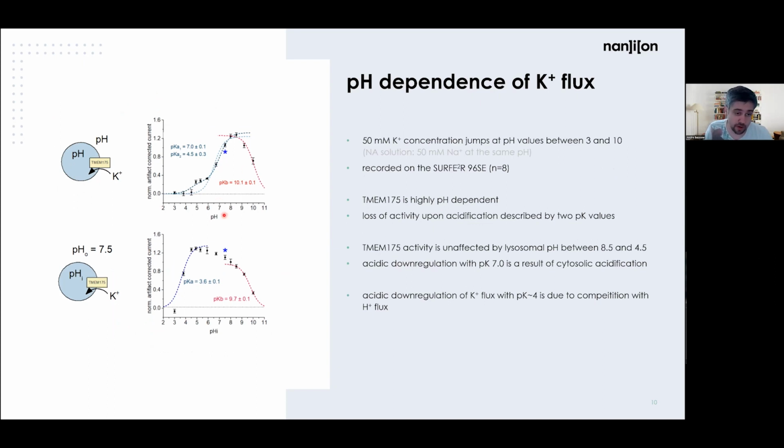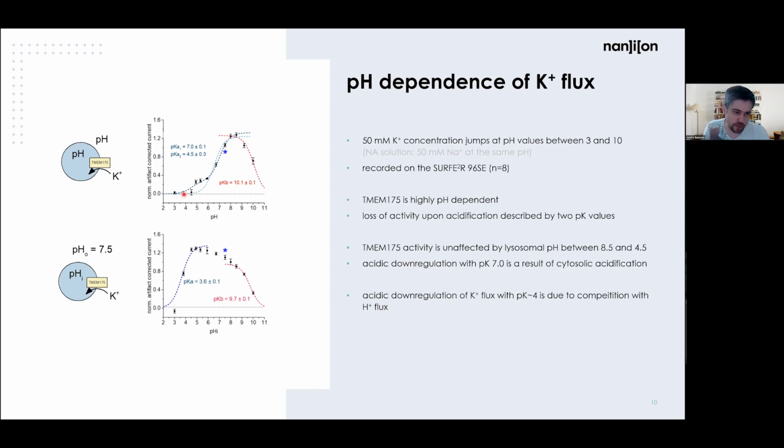In the upper figure here, you see the typical measurement of potassium flux, so 50 millimolar sodium against 50 millimolar potassium jumps as a driving force. And we did that experiment using different pH values from 3 to 10. And as you can see, there is a pH optimum close to 8. And then you see downregulation in the acidic pH range and in the alkaline pH range.